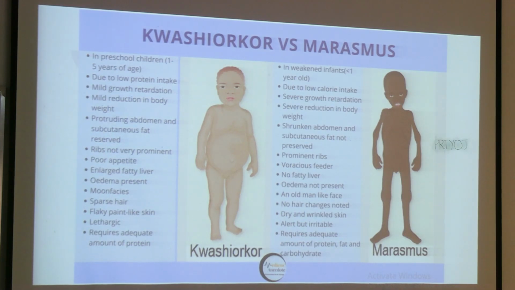Kwashiorkor and marasmus do not occur in all children. Most children will only present with a WHO growth chart below 3 standard deviation, that's it. You cannot see apparently that the child has kwashiorkor or marasmus, but they will have certain features that diagnose severe acute malnutrition. But the extreme forms are kwashiorkor and marasmus.